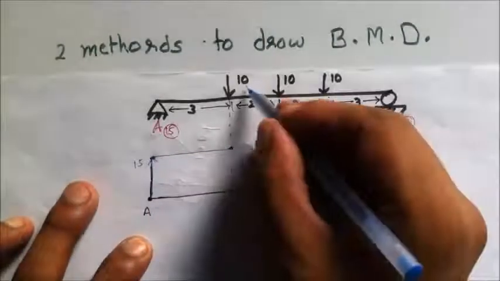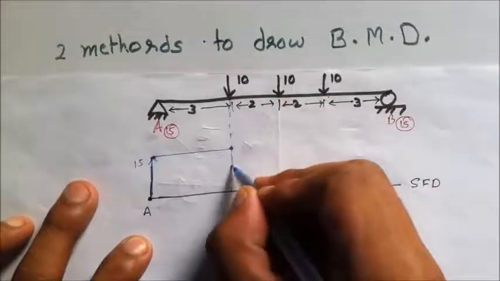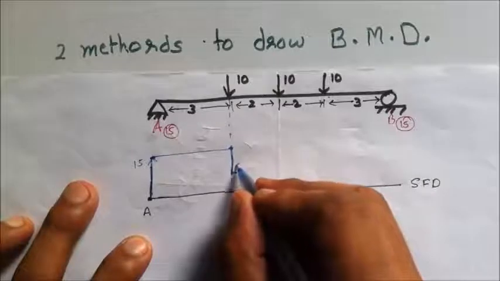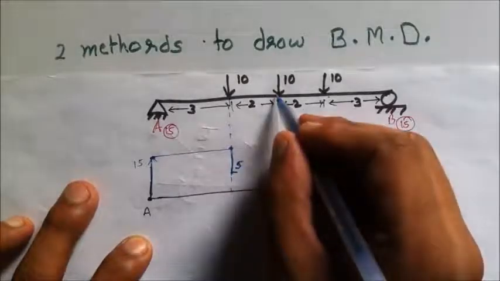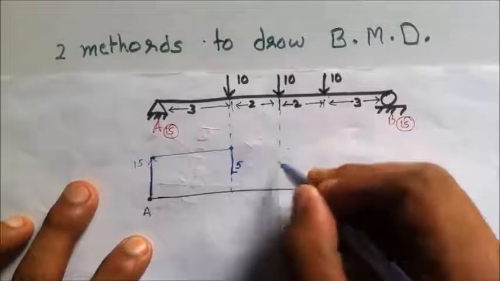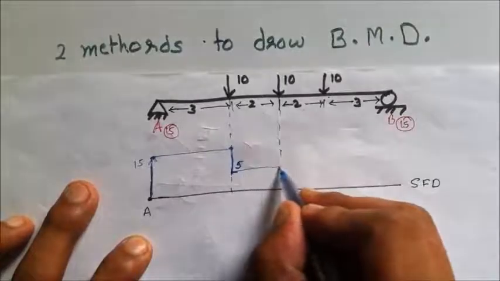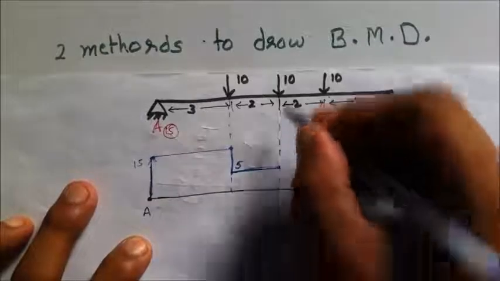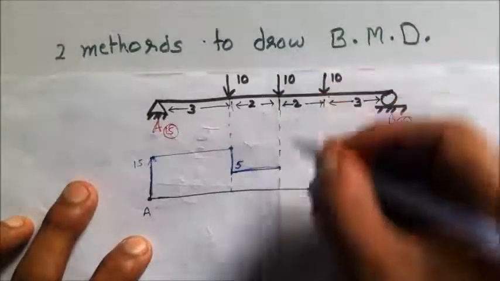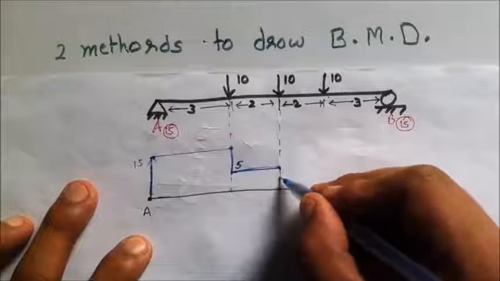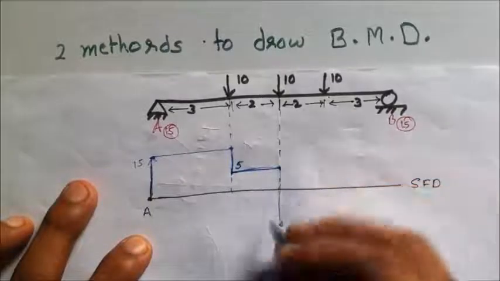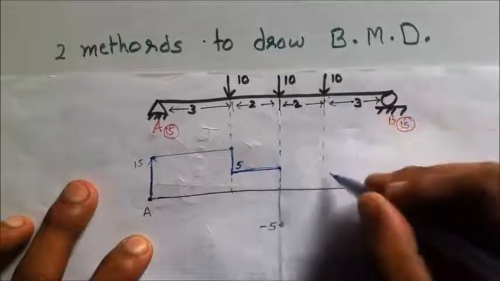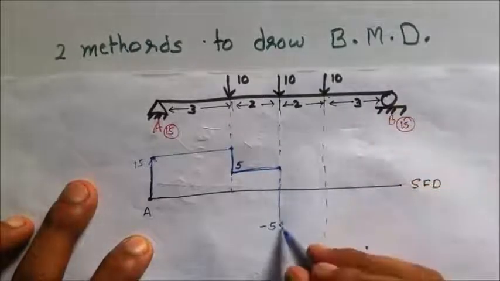At the first loading point, I am having a drop down of 10 kilonewton. I will be dropping down 10 kilonewton, means 15 minus 10, that is 5 kilonewton. Now up till the next force of 10 kilonewton, I am having no force, so we will be having a constant force, that is 5 kilonewton. And at the middle load we are having a drop down of 10 kilonewton. I am going from 5 to minus 5. Now till the next point I am having the same minus 5.